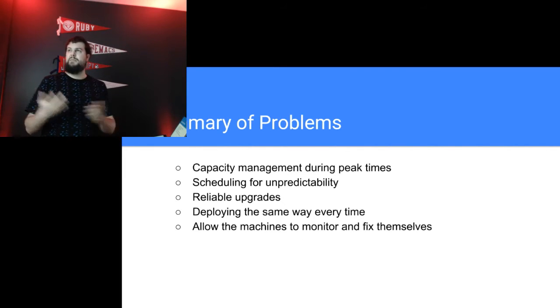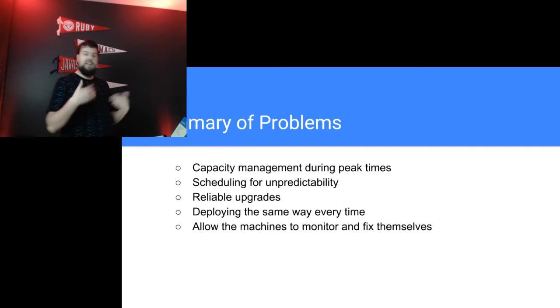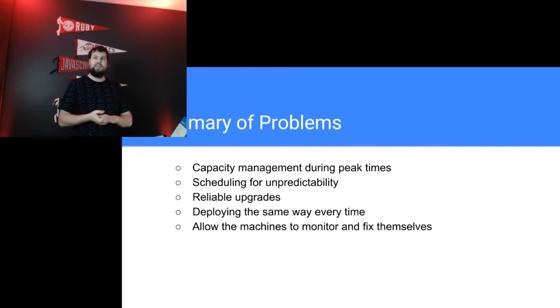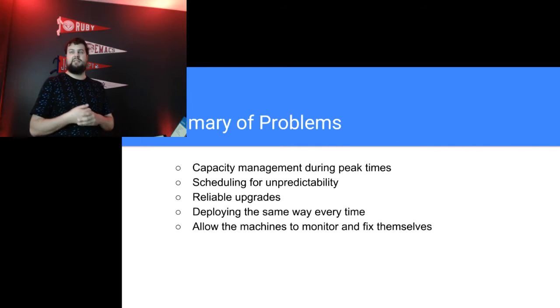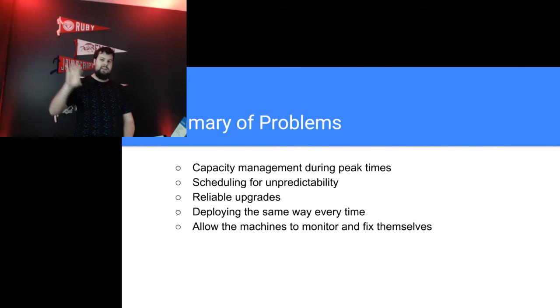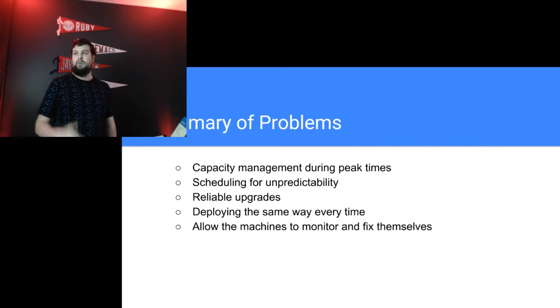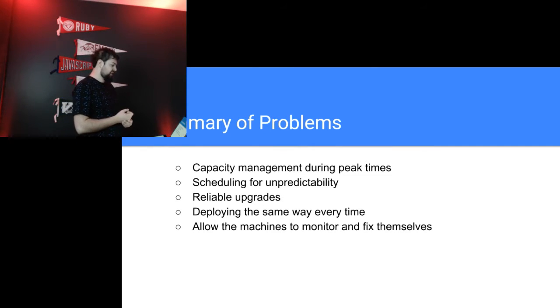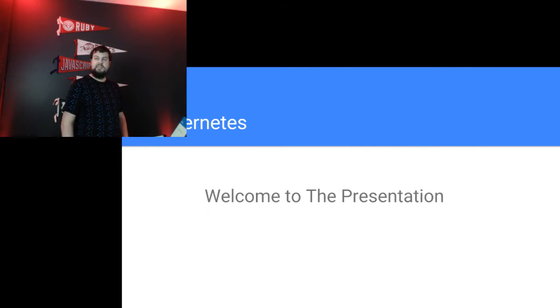So I have kind of a summary of the problems here. We want capacity management during peak times, scheduling for unpredictability in our application, reliable upgrades. I want to make sure that if I upgraded on two of the machines, I'm getting the exact same 3 things on the other machines. I want to make sure that I deploy the same way every time. And machines can monitor and fix themselves, so I'm going to let them do that without building necessary tooling myself. So, this is where Kubernetes comes in.